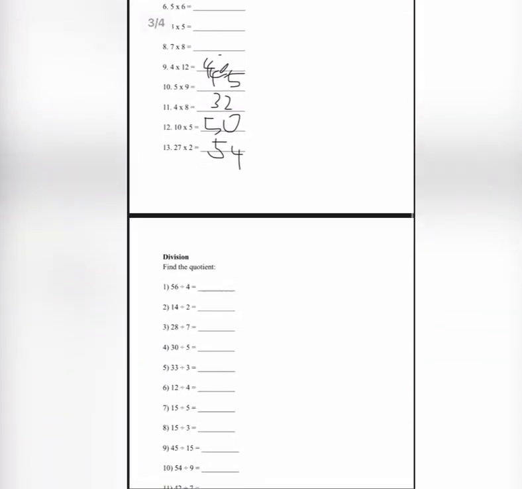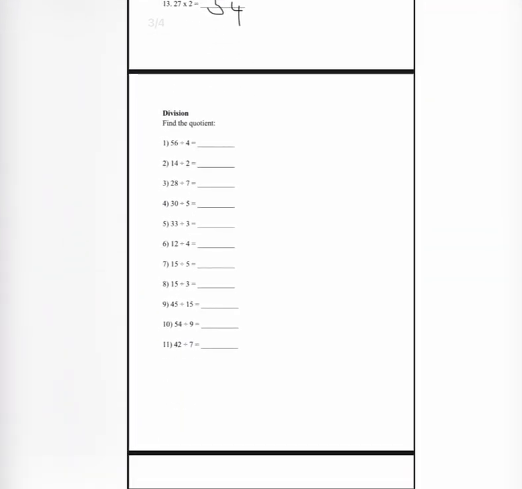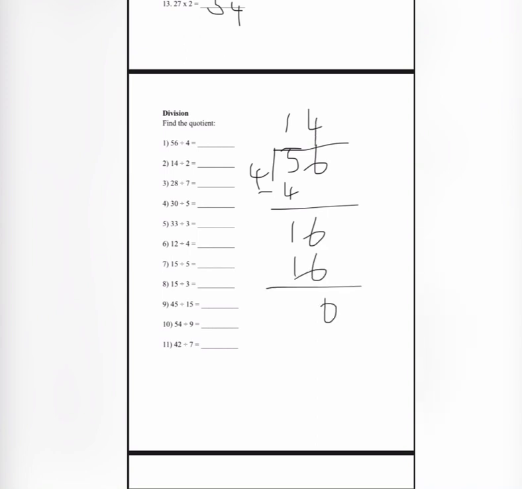Let's do division, and we need to find the quotient. Number 1: 56 divided by 4. We can write 1 and multiply 1 by 4. And we get 4, then subtract these two numbers. We get 16 left. And 4 times 4 is 16. We get 0. So number 1 answer is 14.